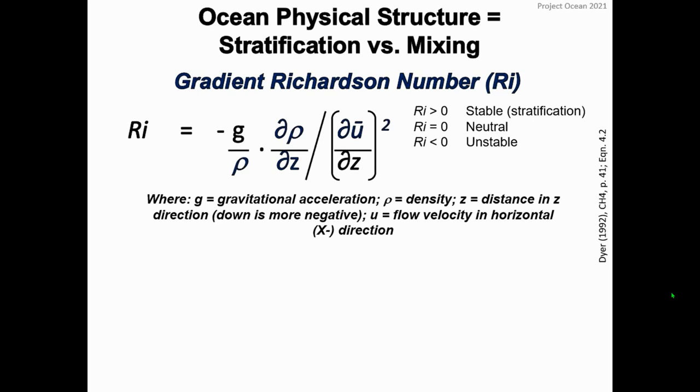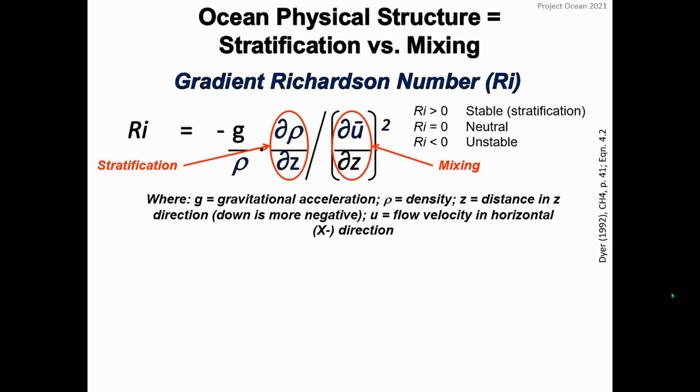And I'm going to show you some key terms right here. The first is this term in the numerator, change in density with change in Z. Remember, Z is depth, increasing negative in the oceans. The other term down here is going to be change in flow velocity, or velocity shear, in the horizontal direction. I'm only going to look at the X direction. I could also do this in Y. And that change in flow or shear with depth, that is mixing.